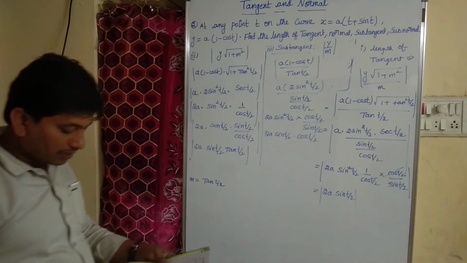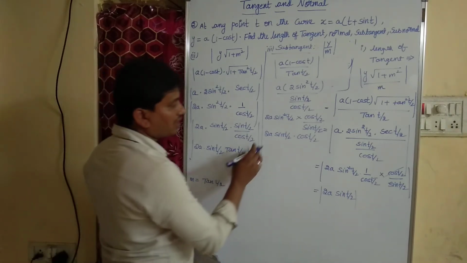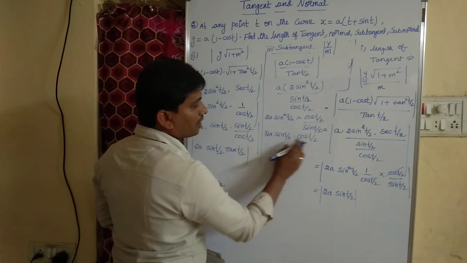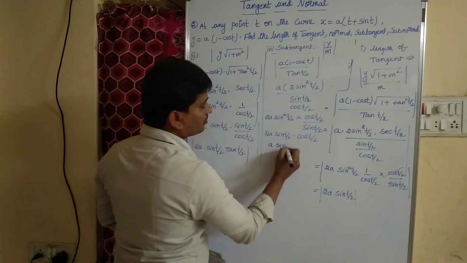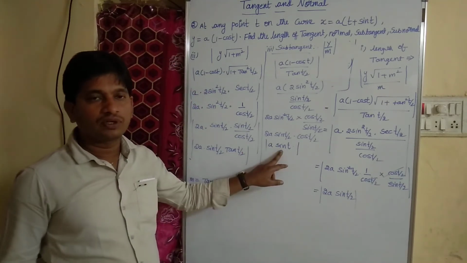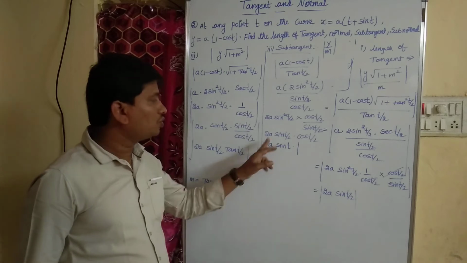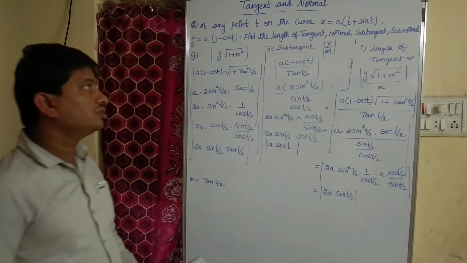So what is the length of the subtangent? 2a sin t by 2 cos t by 2. So what is 2 sin t by 2 cos t by 2, which is nothing but sin t, right? So the answer is a sin t, because of the sin 2a formula, 2 sin a cos a, right? So 2 sin t by 2 cos t by 2 I can write as sin t. So the answer is a into sin t.